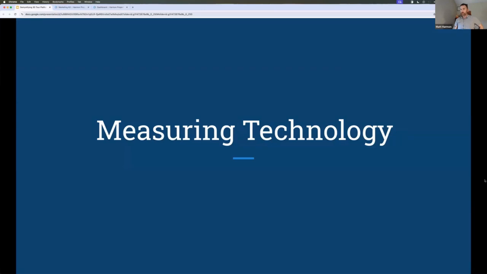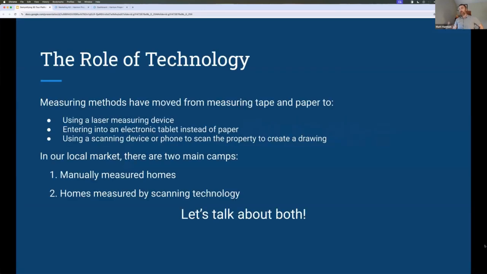Measuring technology. So when I learned how to measure homes back in 2007, we measured with a clipboard, paper, and 100-foot tape that we would roll up. It was bad. It was really hard. And we would draw it on paper. And it had to be somewhat to scale, or we would run out of paper. And then we would take that home and redraw it into a computer.